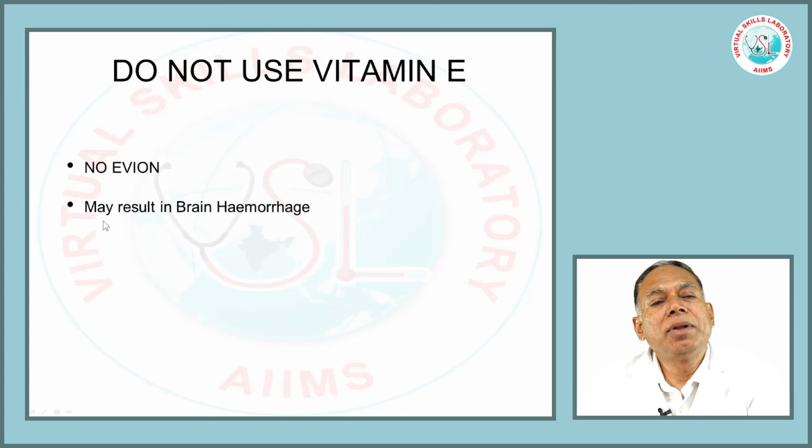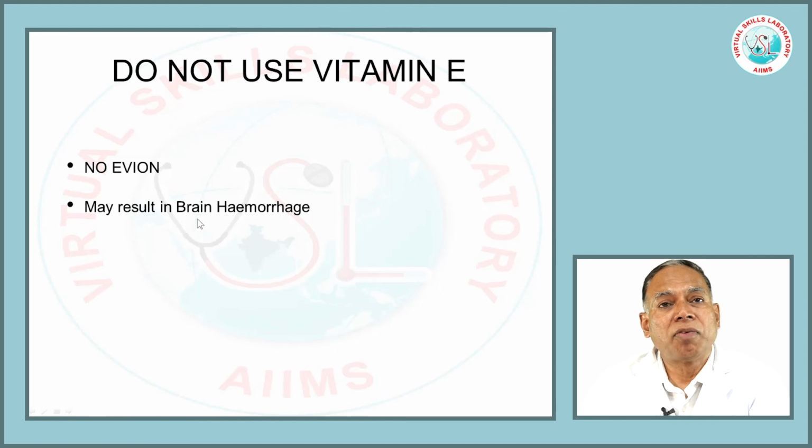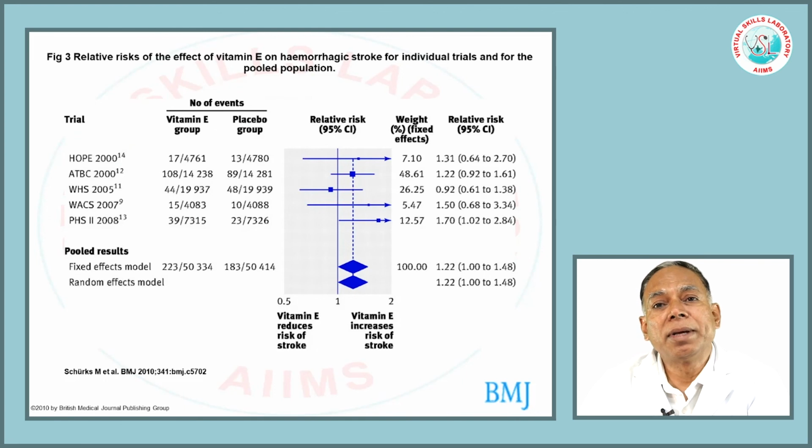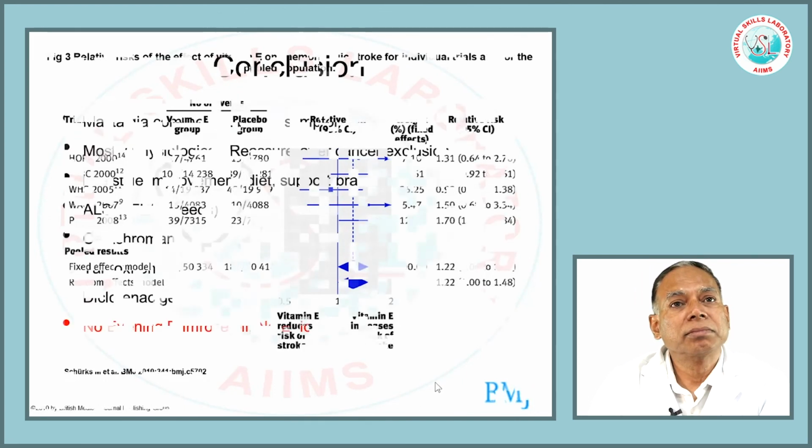Many physicians have been using vitamin E, which is commonly prescribed by the trade name Evion. Let me inform you that prolonged use of vitamin E, especially in high doses, may be responsible for even brain hemorrhage or hemorrhagic stroke, as revealed by this meta-analysis published in the British Medical Journal.